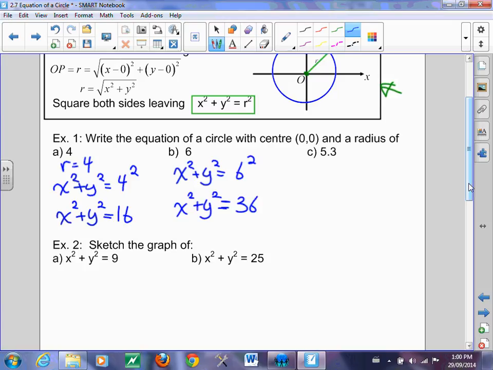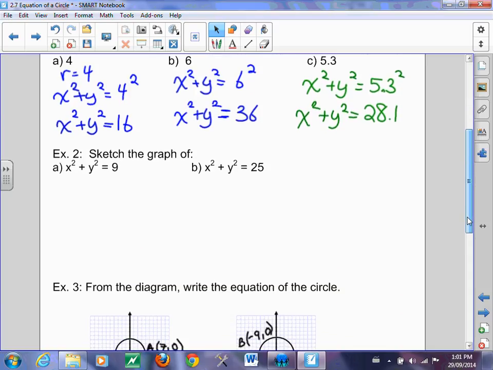Now getting a little harder, but no worries, folks. It's a decimal. We can handle it. So it's going to be x squared plus y squared equals 5.3 squared. So x squared plus y squared equals, plug in your calculator, and let's round to 1 decimal place, and you'll get 28.1.